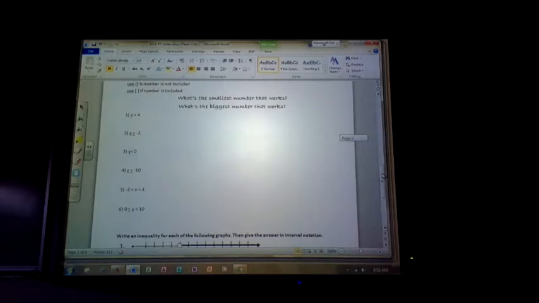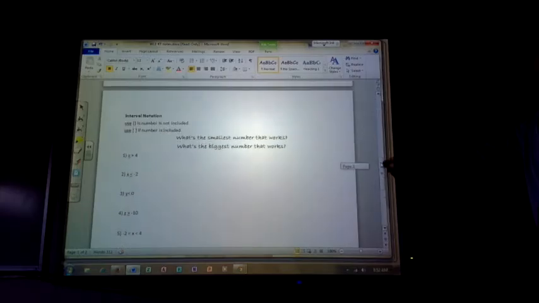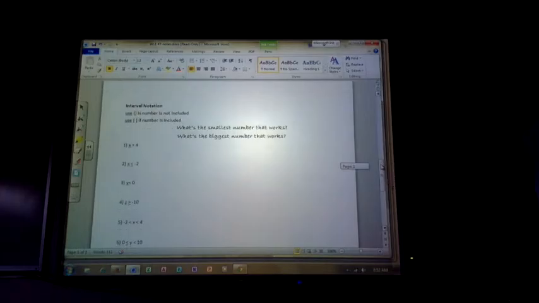Okay. What is the smallest number that works? What is the biggest number that works? Use parentheses if the number is not included. Square brackets if numbers are included. Say what? Why are we doing that? I'm gonna hold off on this for a little bit.